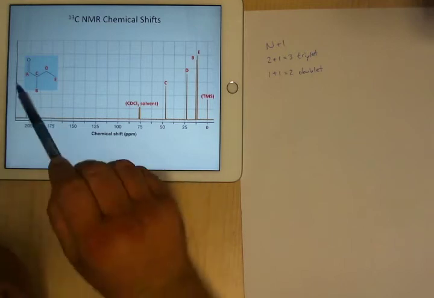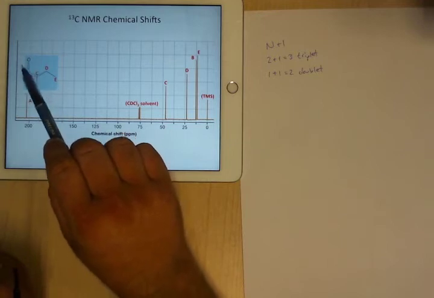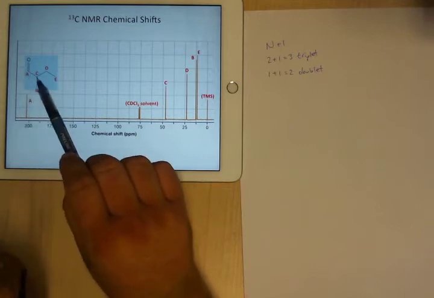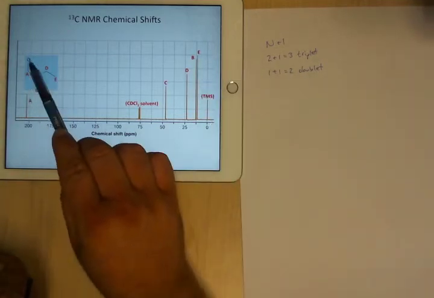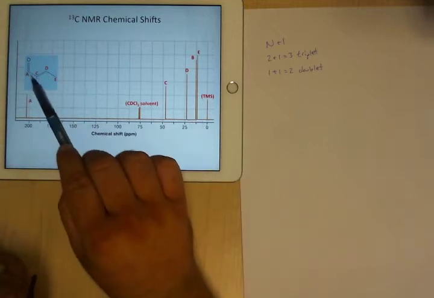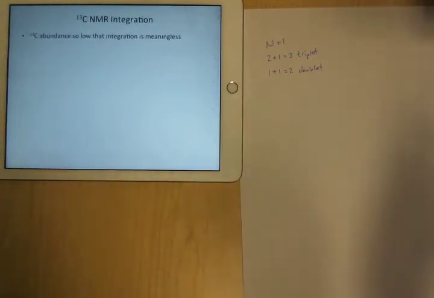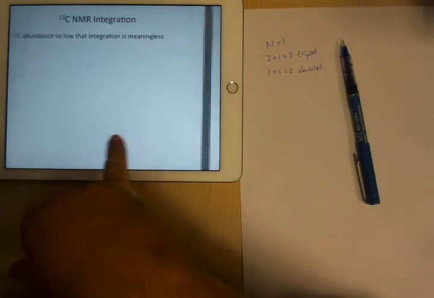So here, A, that's part of a C double bond. O, it's right next to an oxygen, so it's going to be shifted way down here. As you get farther away from that oxygen, the further it goes down here. So B and E are pretty far away from the oxygen, so they're not feeling it very much. D is starting to feel it, maybe. Certainly C is, because it's right next door, so it's shifted further this way. Okay. Now, the nice thing about integration is because the abundance is so low, the integration is basically meaningless. You can get ballpark estimates, but for the most part, you don't have to worry about integration.